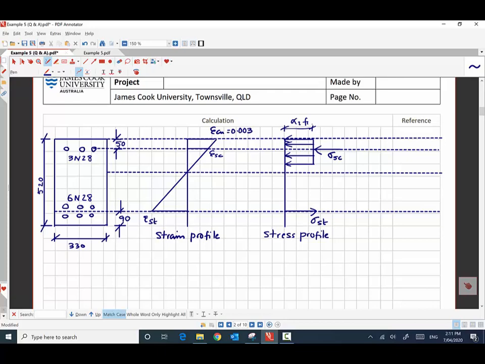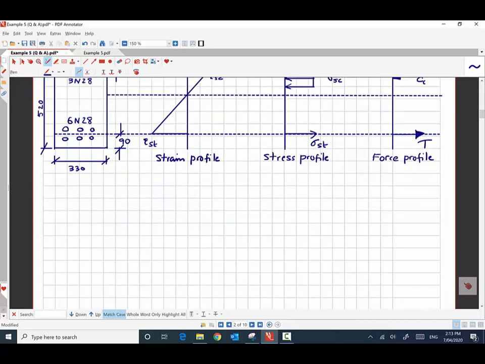Now drawing the force profile. As you can see, T is the tension force taken by the steel, CC is the compression force taken by the concrete, and CT is the compression force taken by the steel in compression. So we have 3 forces in here. The area of steel in compression is denoted by ASC, and we have 3 N28 bars, so the area is 1847.25 millimeters square.